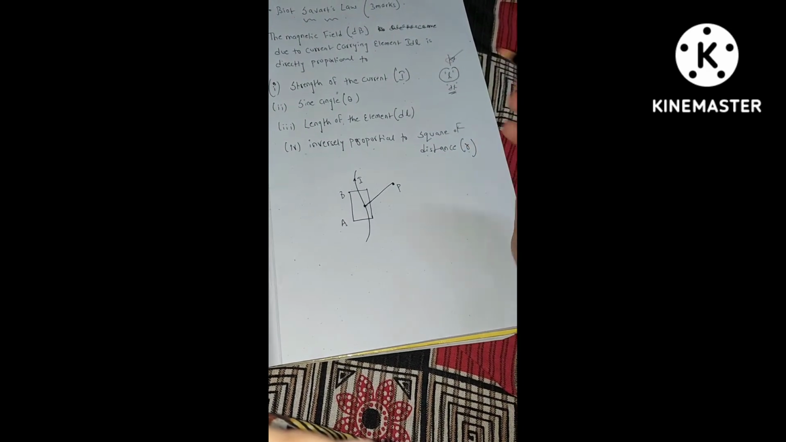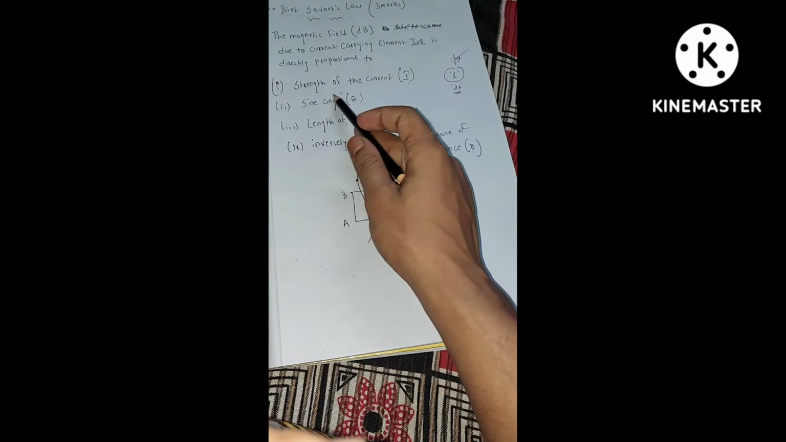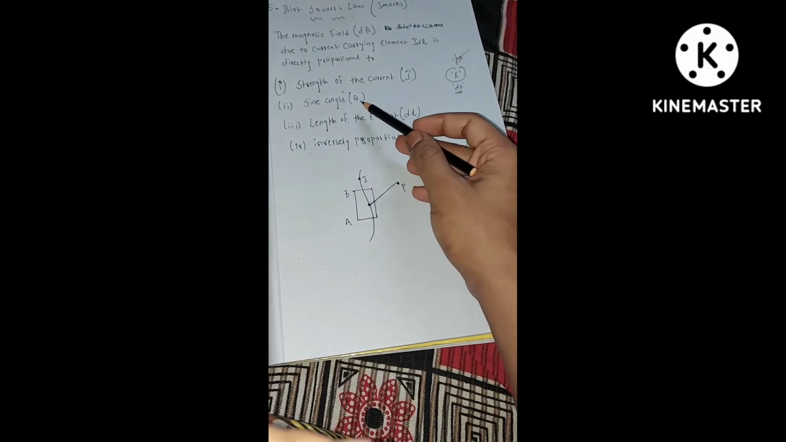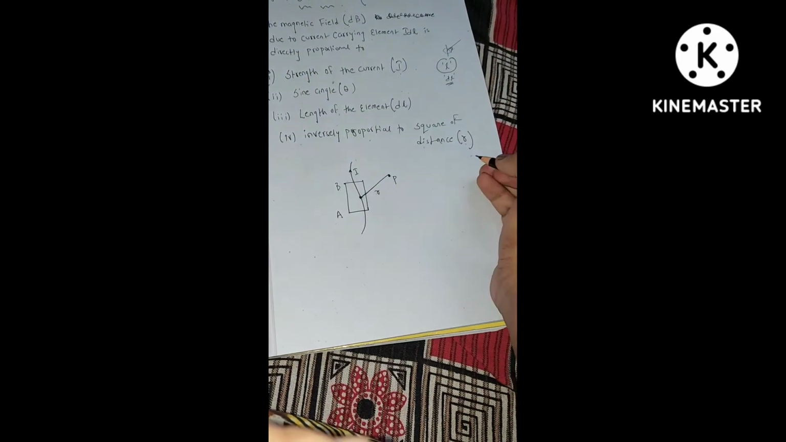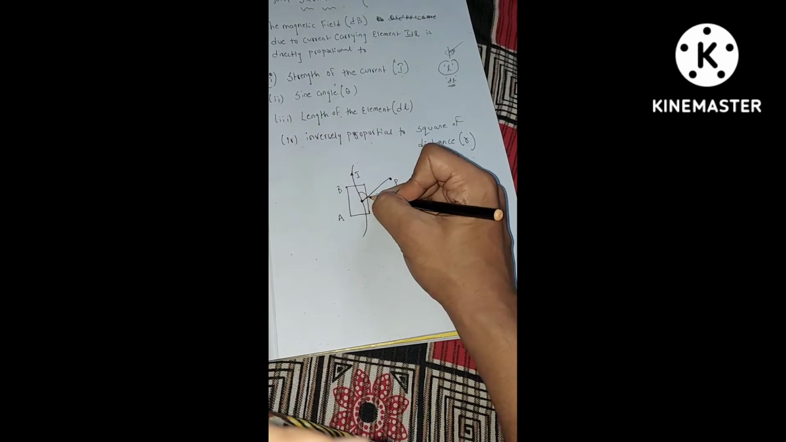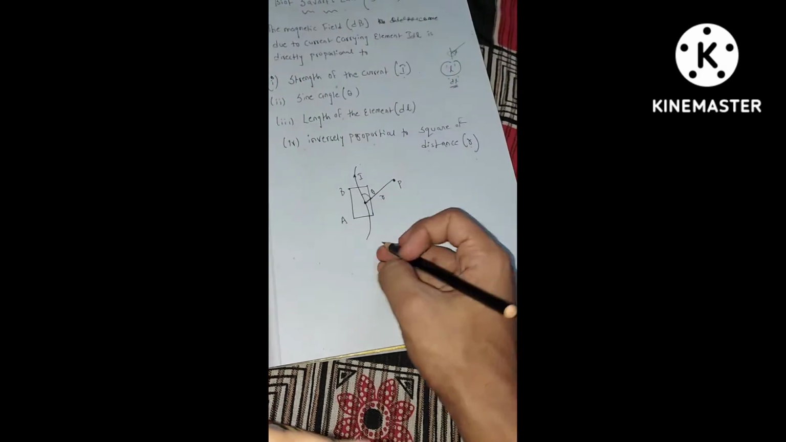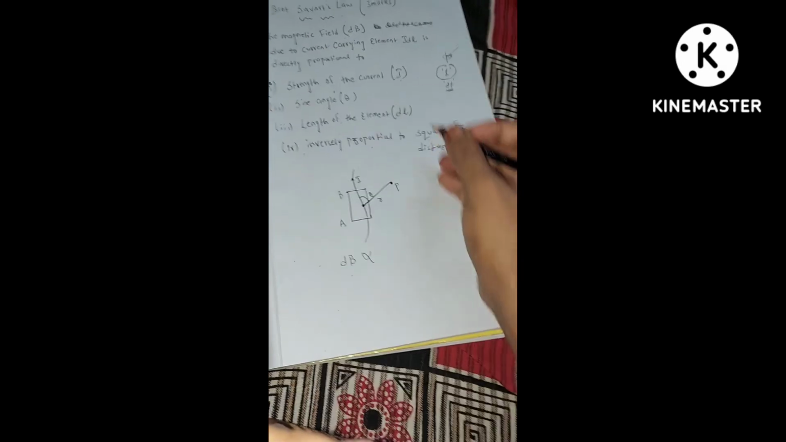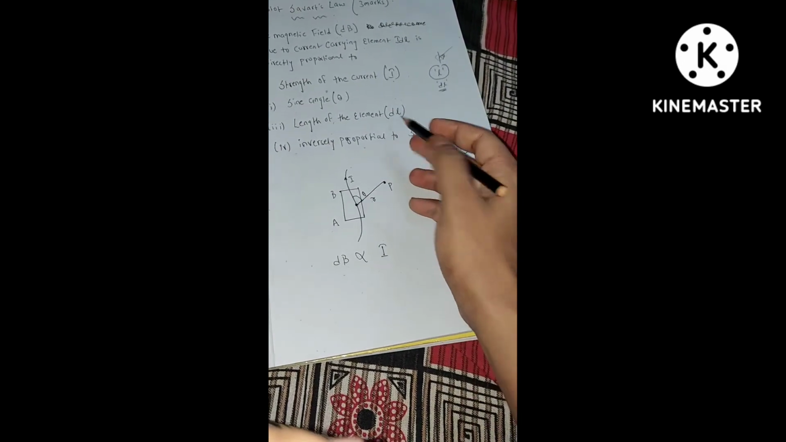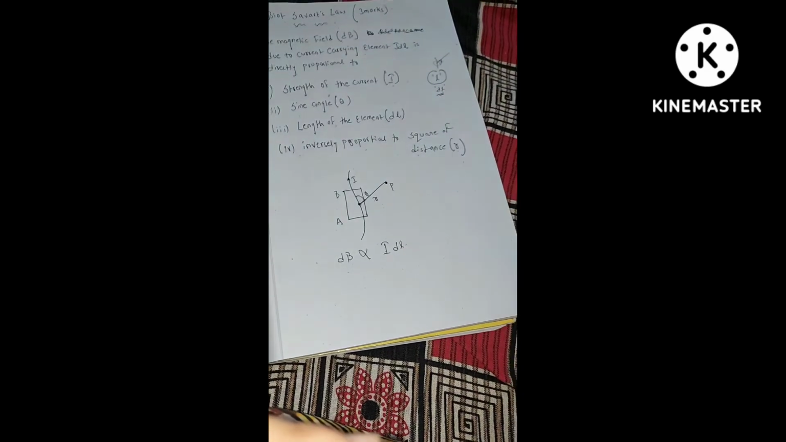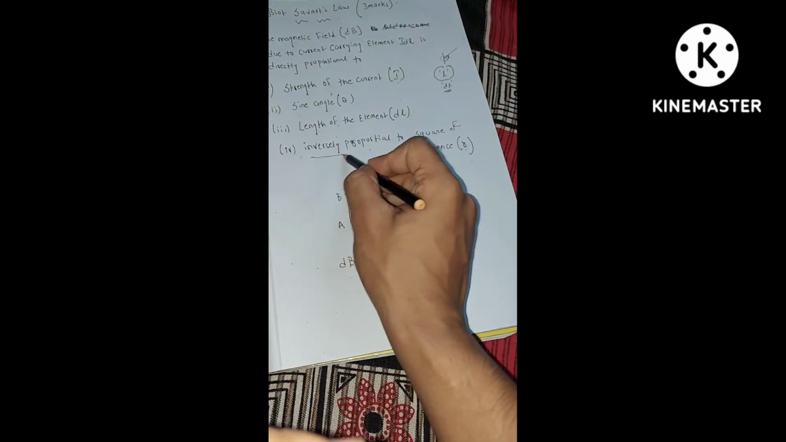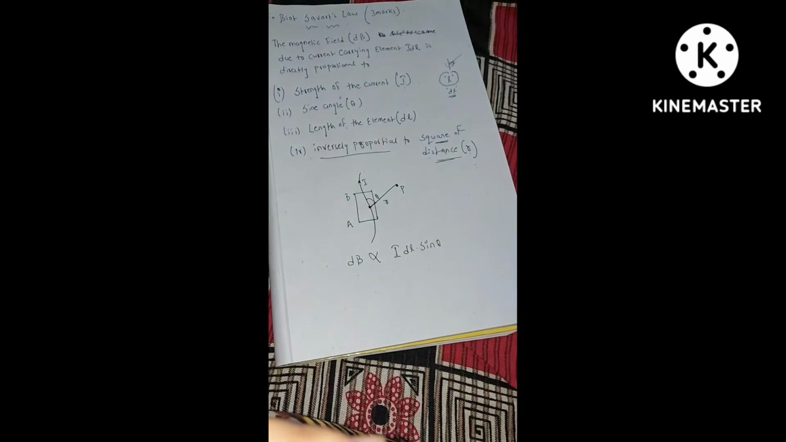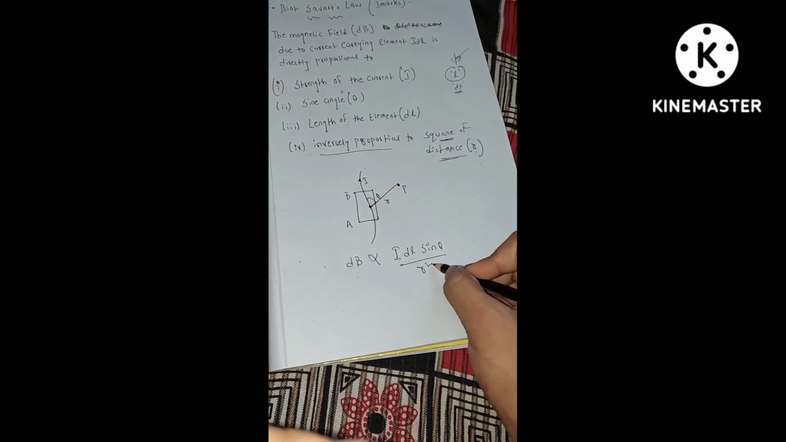We know that it is proportional to the strength of the current. It depends on your current I, then it depends on the angle theta, it depends on your length, and it depends on the square of distance. So for example, take the distance from this point to this point as r, and take this angle as theta. So what do we know? It is directly proportional to the current I, length dl, and the sine of the angle, and it is inversely proportional to the square of distance, that is by r square.